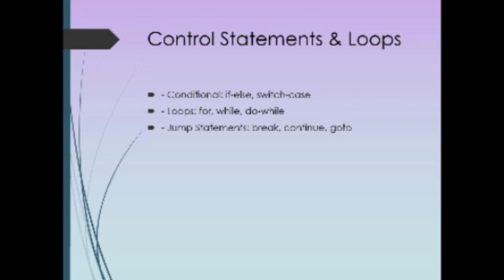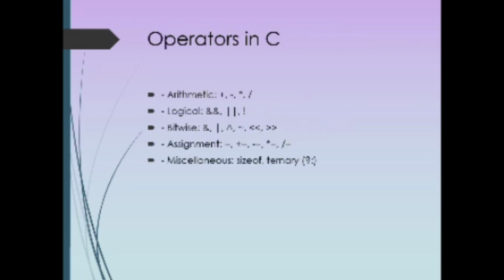Now we will see operators in C. There are basically five operators: arithmetic, logical, bitwise, assignment, and miscellaneous. In arithmetic operators, there is plus, minus, multiplication, and division. In logical, there is and, or, not. And in bitwise, there is and, or, not, XOR, left shift, and right shift. In assignment operators, there is assign to, addition assignment, subtraction assignment, multiplication assignment, and division assignment.